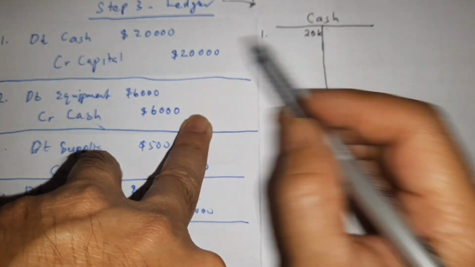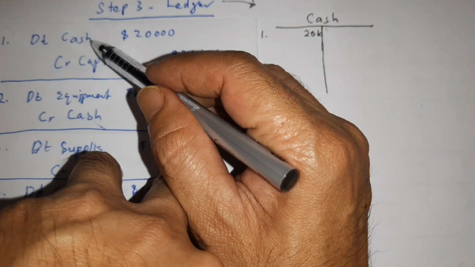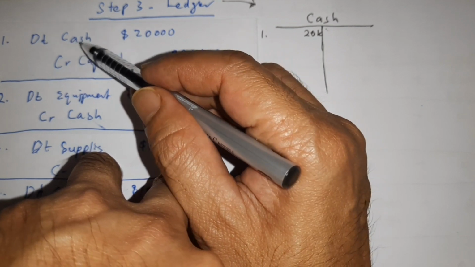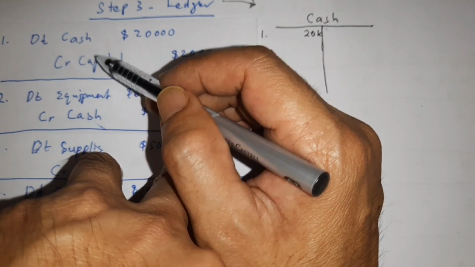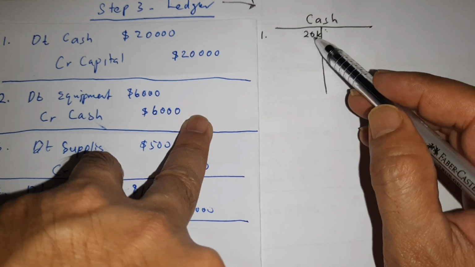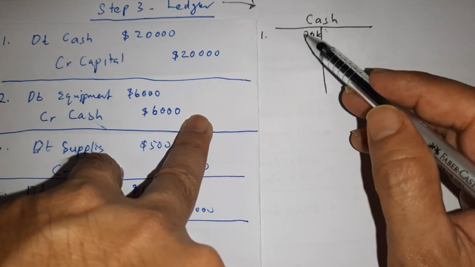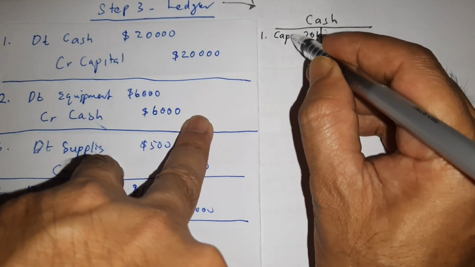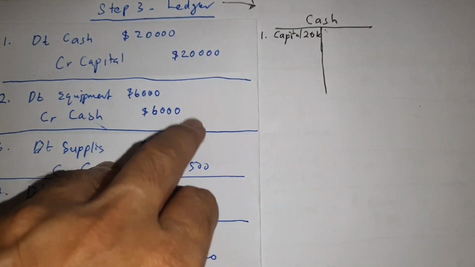So here you debit account cash. Why do you debit account cash? Because there is an increase in capital, or in other words, cash increases because of capital. So the account cash is debited 20,000. You have to refer this increment to account capital, so you write capital here. Okay, that is the thing to do.